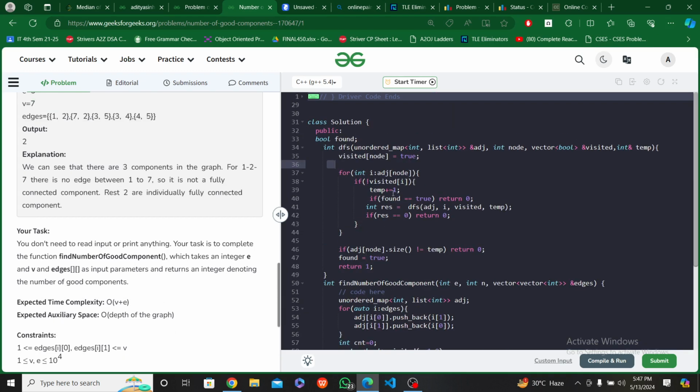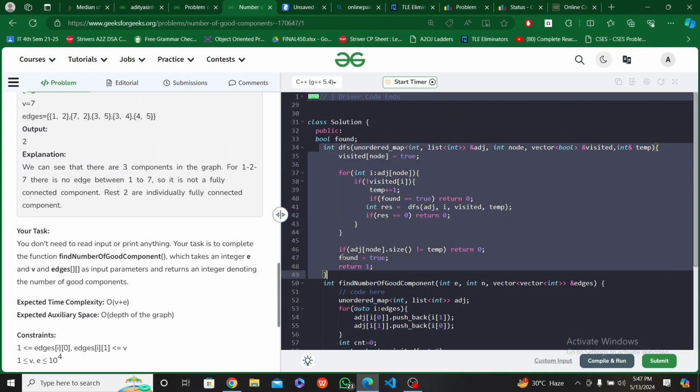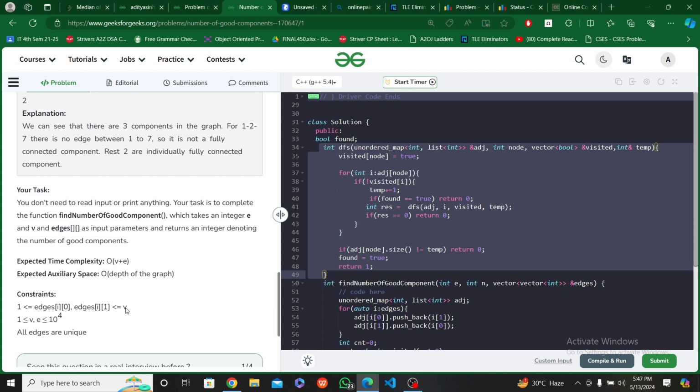And another thing, we are using recursive stack space. So you can see the depth of the graph, which is the maximum height of the graph, or we can say the depth of the graph.